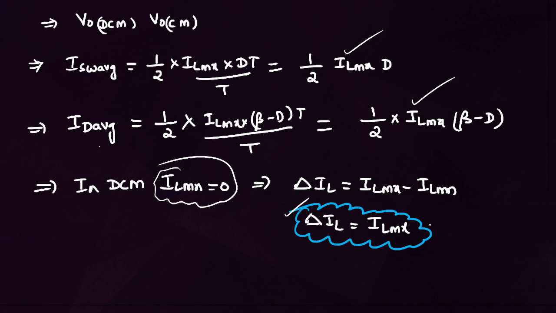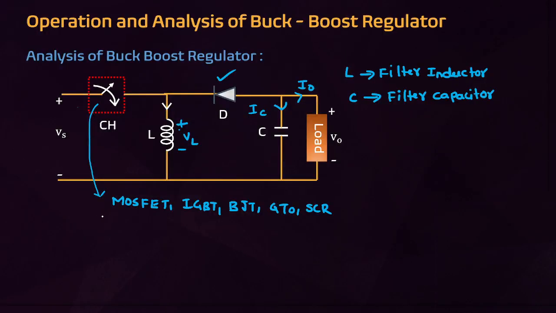Peak to peak inductor ripple current equal to maximum inductor ripple current. This is with respect to discontinuous mode of operation. Up to now, buck regulator is completed, boost regulator is completed.